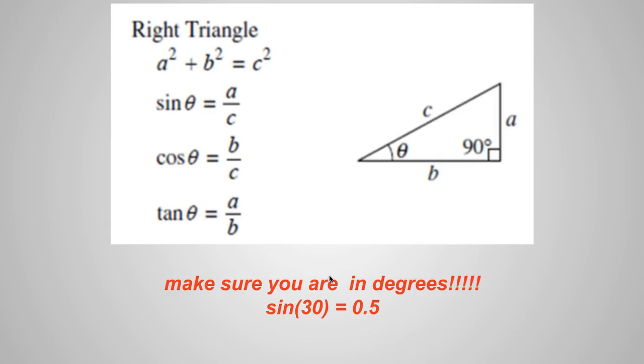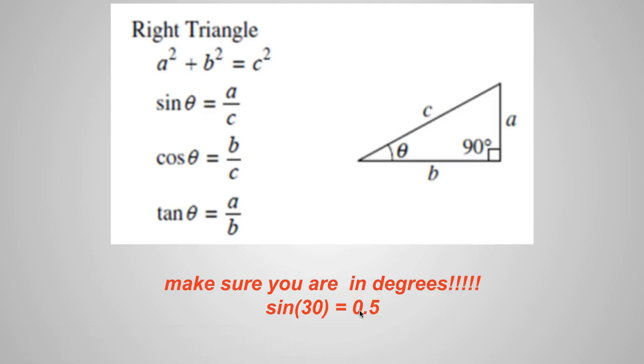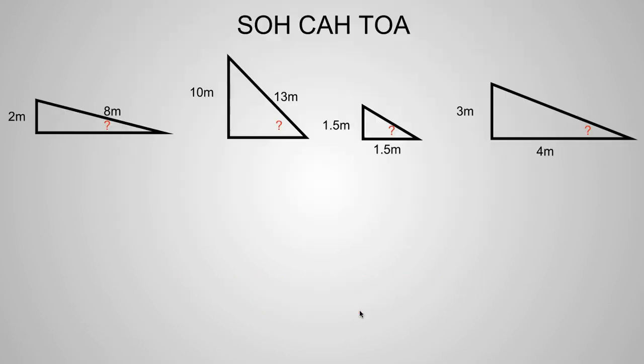Make sure that your calculator is in degrees. Just a quick check: sine of 30 should equal 0.5. If not, you are in radians, and you need to use your mode function to change from radians into degrees, because in physics we use degrees. All right, so here we go.